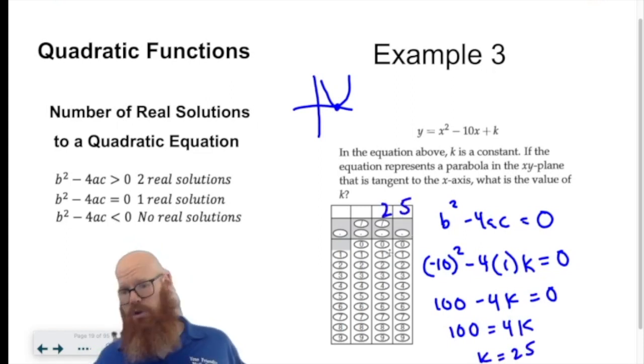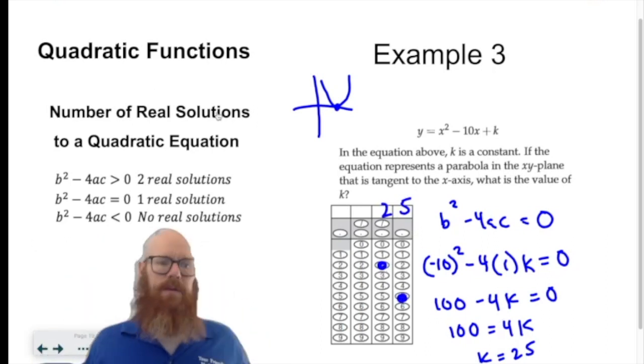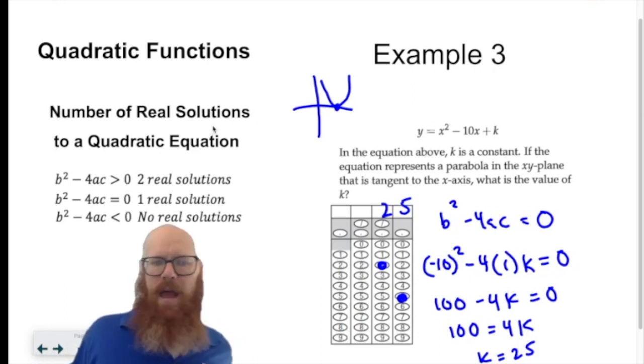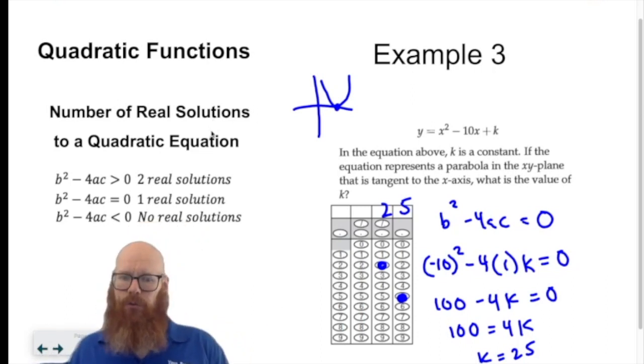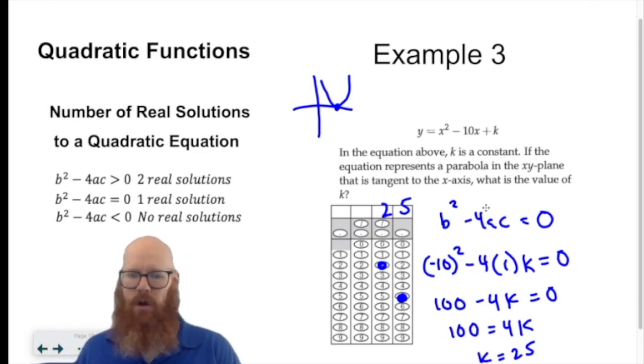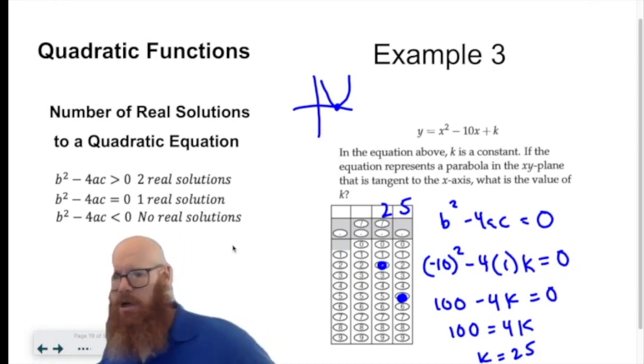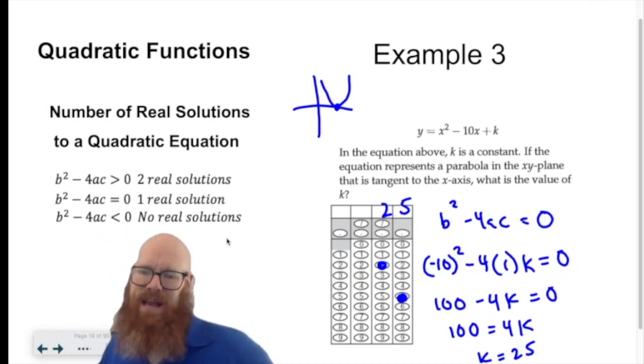Again, there are other ways you could have solved this, and if you did, that's totally fine. I just picked this as a problem to review the types of solutions to a quadratic. If we wanted there to be 2 real solutions, we would have set the discriminant greater than 0. And if we wanted there to be no real solutions, or only imaginary solutions, we would have set it less than 0.